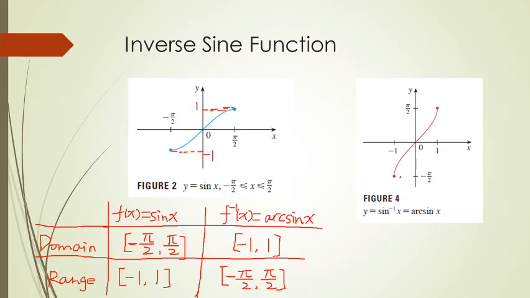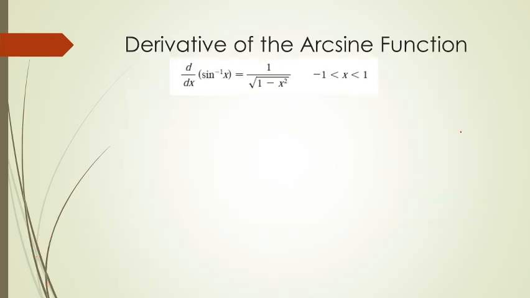So this is the graph for the arcsine, okay? Arcsine. So the domain is minus 1 to 1, and from minus pi half to pi half, the range. So that is arcsine, okay? And the derivative of arcsine. We are going to derive this derivative a little bit, okay?